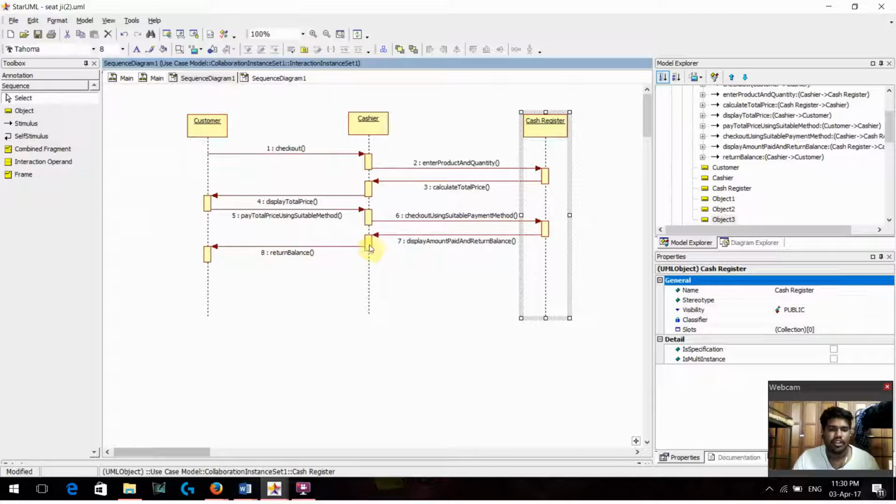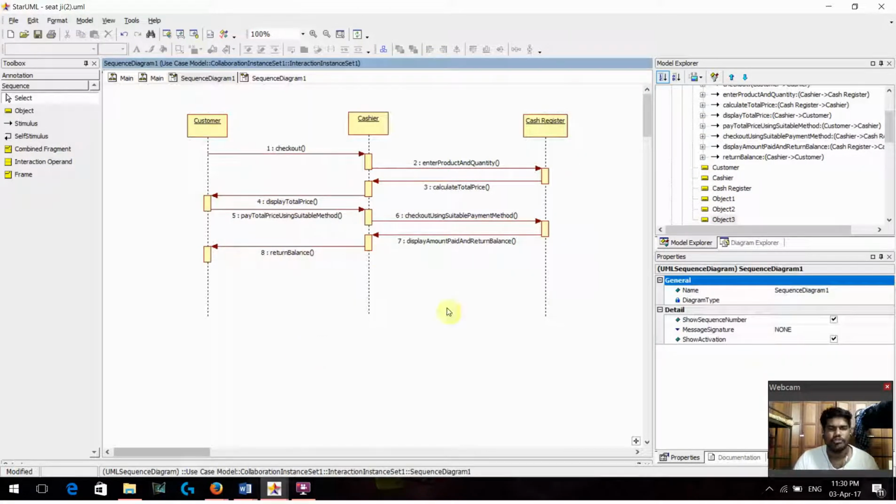After that, in the previous process, the amount to be paid and return balance is calculated, and finally the balance is returned to the customer.